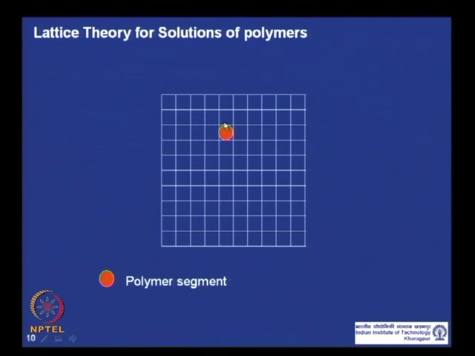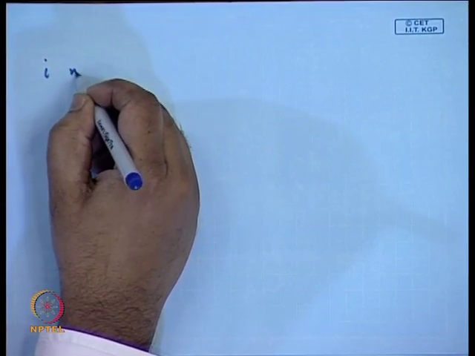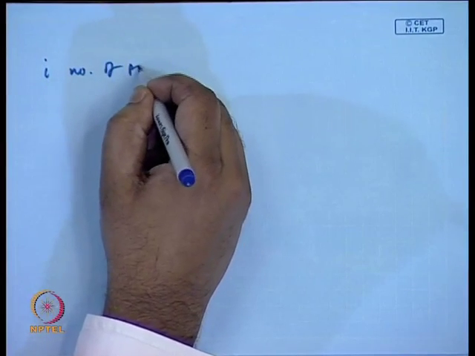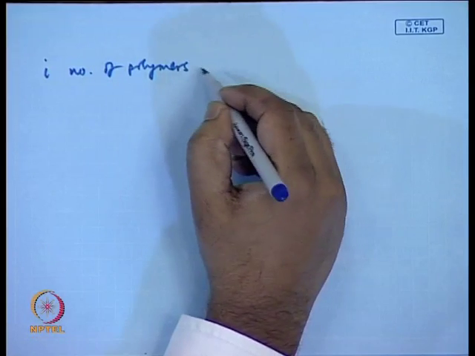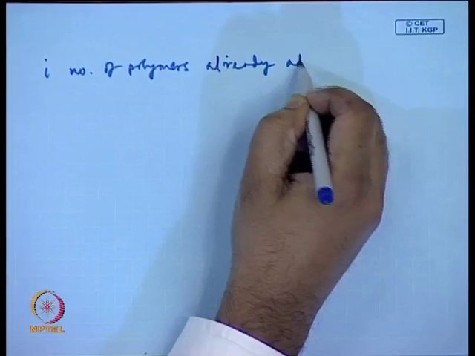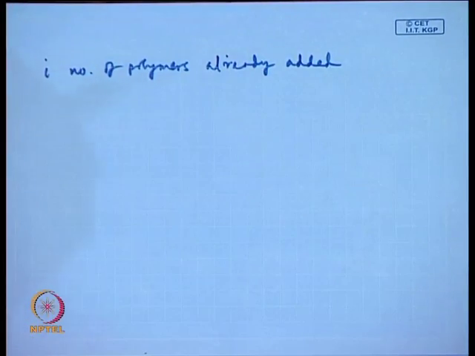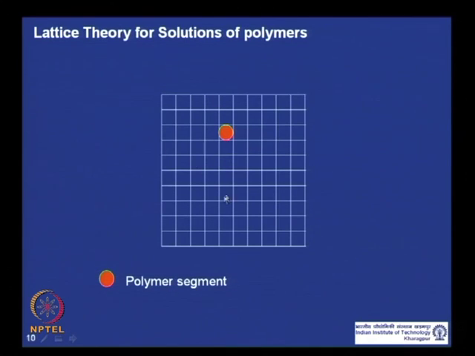Now, how are we going to add these polymer segments? See, if we have already added I number of polymers, so we have already added in this 3D lattice, which are not shown here to make this picture clear.